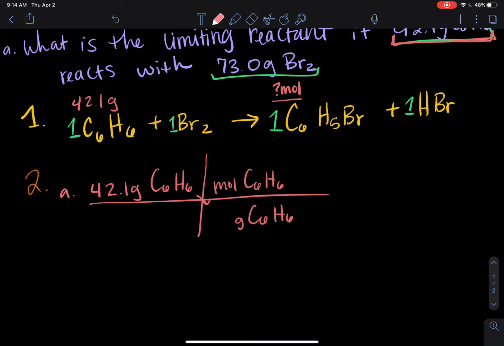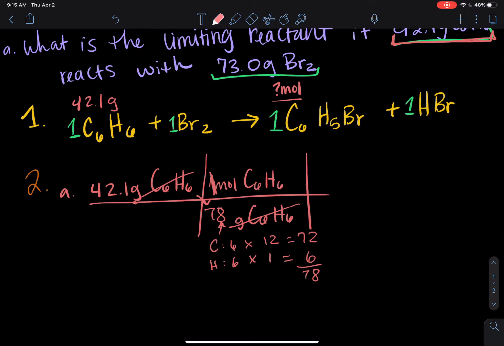Okay, so this number right here is just the molar mass of C6H6. So you have C and you have H. You have 6 of both. The mass of carbon is 12. The mass of hydrogen is 1. 6 times 12 is 72. 6 times 1 is 6. Together that makes 78. So you have 78 grams of C6H6 and 1 mole of C6H6. So that cancels out my grams, and now I'm in mole of C6H6.